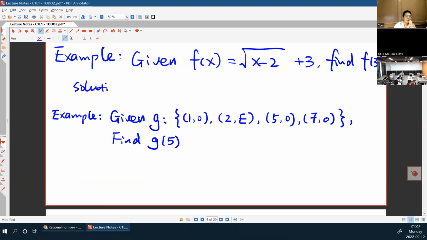All right, so how about the first one? The solution is, who can tell me the solution? Any volunteers? Just plug that number into the function machine, right?